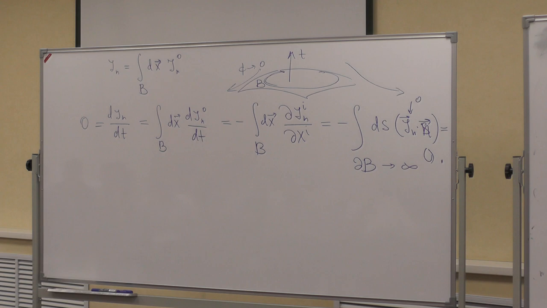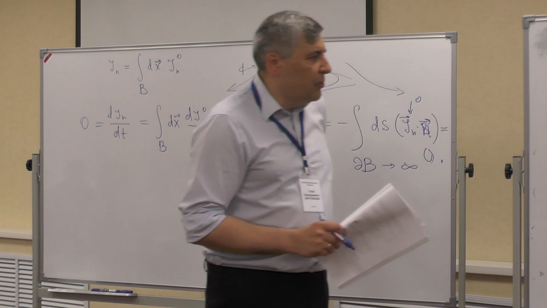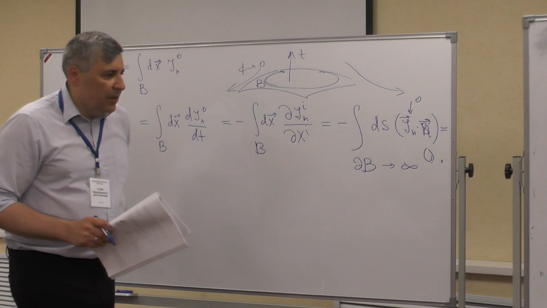Okay, so this is how the Noether theorem is proved in full generality, with a non-trivial boundary term, which you can have after you vary your action. Any questions? It's been bothering me all the time.